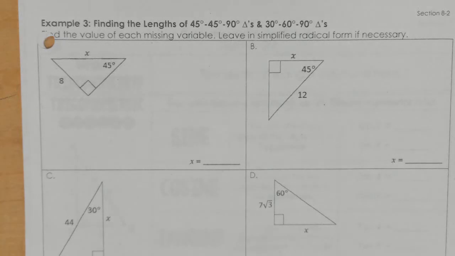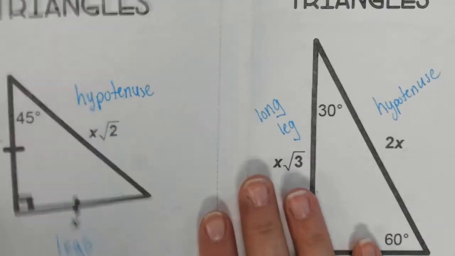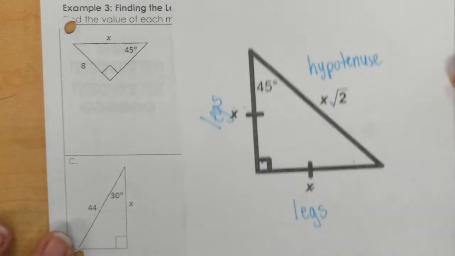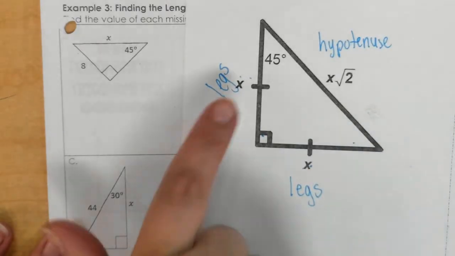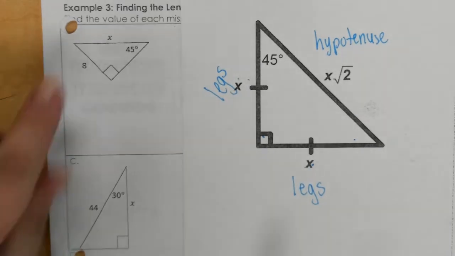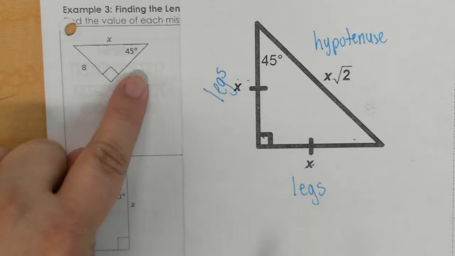For the last example of day 2 notes, it says find the lengths of 45, 45, 90 triangles and 30, 60, 90 triangles. So you need to look at your triangle and really just see what are you dealing with, and then use the correct formulas from the sheet that we were given. So on the first one, you're given a 45, 45, 90. And in 45, 45, 90s, your legs are exactly the same. So if your legs are exactly the same, that means that both of these should be 8 and 8.